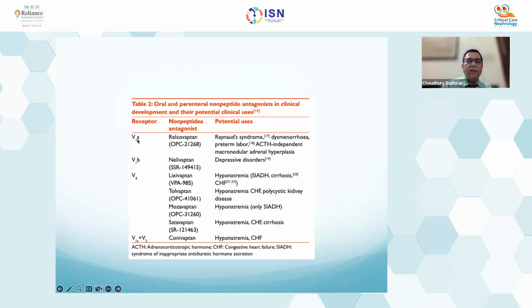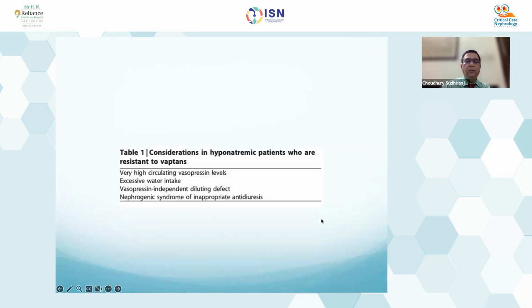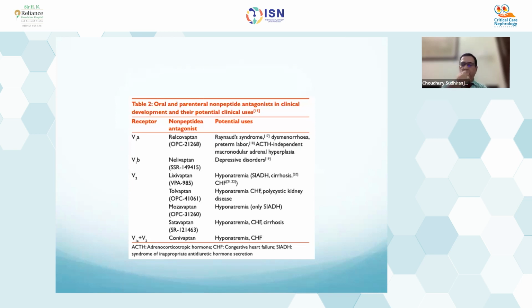And the other one, V1A and V1B receptor antagonist, I don't have any good information about them, so I will not comment on that. So what are the scenarios where the tolvaptan should be used? As we say that hyponatremia due to euvolemic state or hypervolemic state, we can use tolvaptan or vaptans.